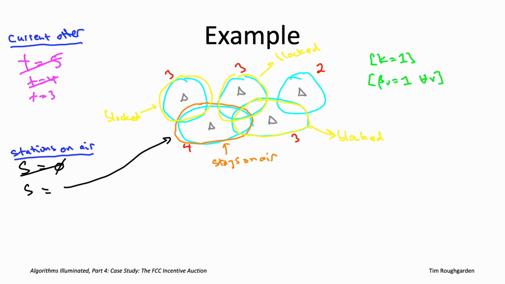So we keep making lower offers to that 5th station, the value 2 station. It will accept the offer at t equals 2. But then it will reject the offer at t equals 1. At that point, it says, you know what? I'd really rather just keep my license and stay on the air than sell you my license for merely $1 million.